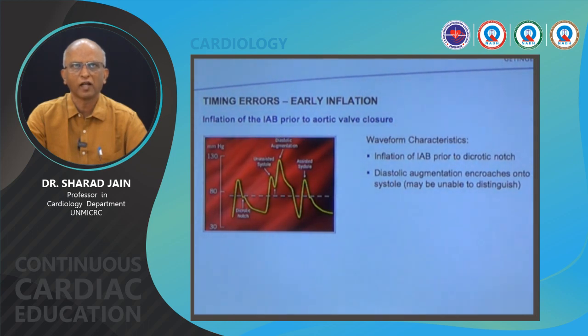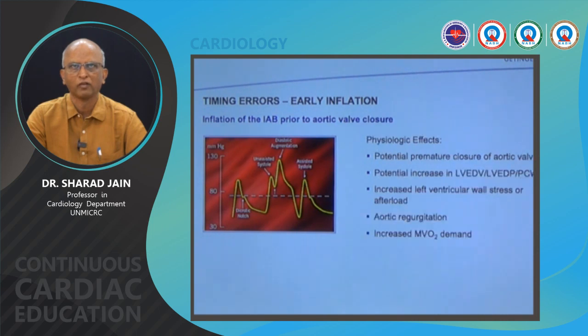So coming to the timing errors, early inflation: if the inflation occurs early, there is a waveform characteristic, inflation of the IABP prior to the dicrotic notch. So there is diastolic augmentation which encroaches onto the systole of the patient. What are the physiological effects? There is a potential premature closure of the aortic valve, potential increase in the LV end diastolic pressure, as well as pulmonary capillary wedge pressure, increased left ventricular wall stress or afterload, and there may be a possibility of aortic regurgitation and increase in the oxygen demand.